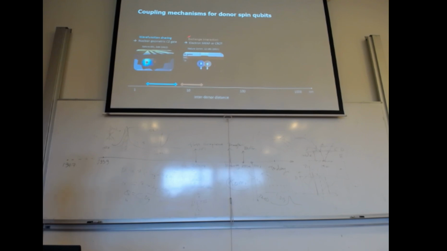Then there was the intended way, in Bruce Kane's original proposal. Have 2 donors sit near each other, let them both have their own electron. The wave functions of the electrons overlap a little bit, so for that they need to be about 50 nanometers apart or so, or 10. And have exchange interaction between the electrons and have gate control over the exchange interaction. I think this is also hopeless, and we all kind of agree about it.